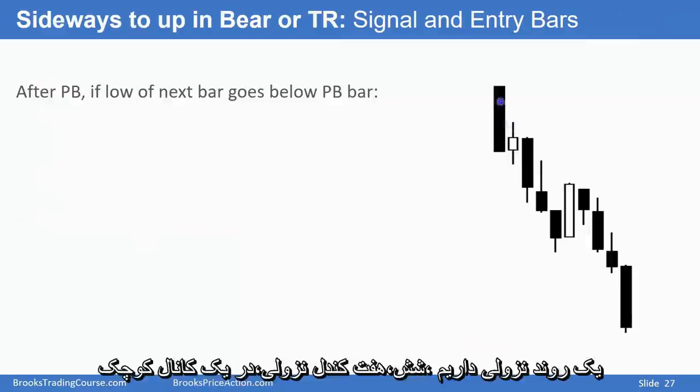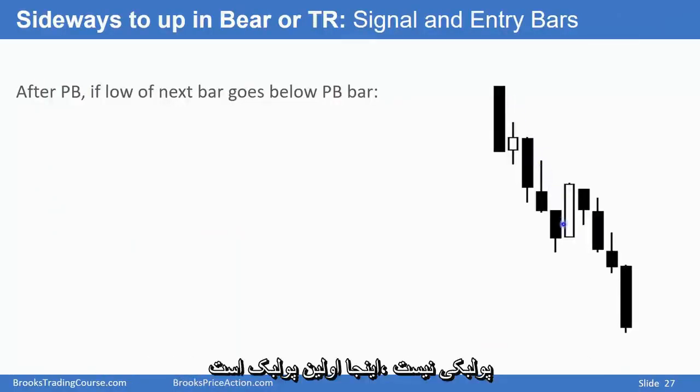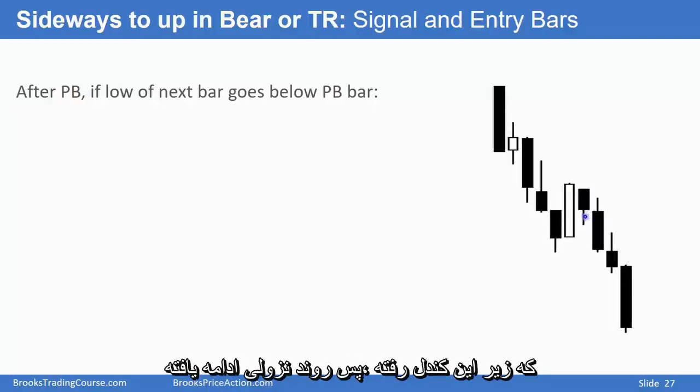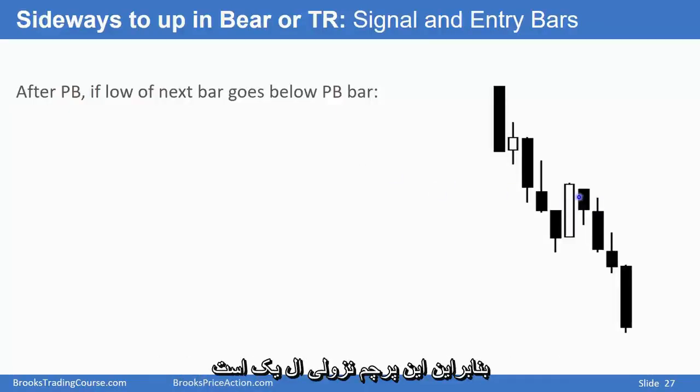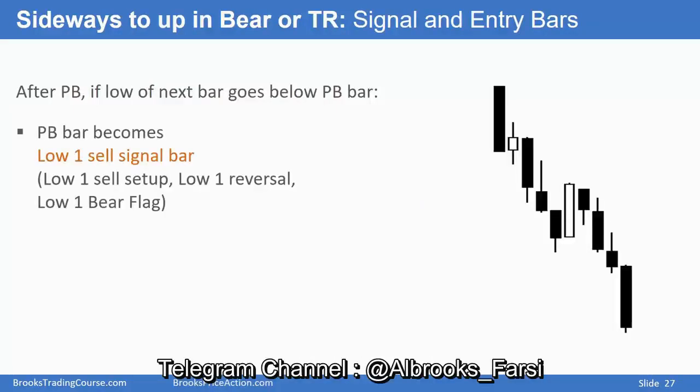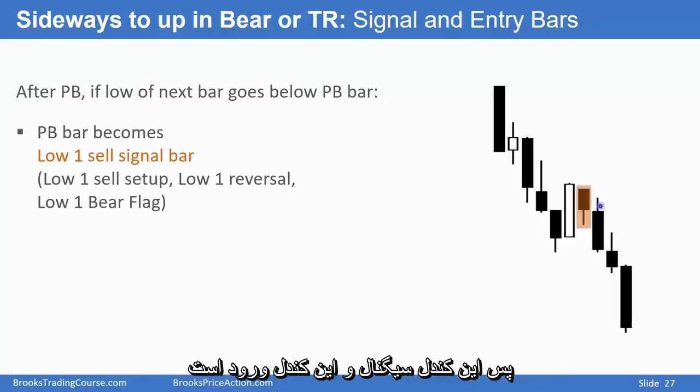We have a bear trend, a 6-bar or 5-bar bear microchannel, no pullbacks, and then we have a pullback. And you can see this bar went below the low of that bar, so the bear trend is resuming. That makes this the low 1 sell signal bar, and this the low 1 entry bar. So it's a low 1 bear flag, or a low 1 reversal, a low 1 sell signal. So this is the signal bar, and this is the entry bar.